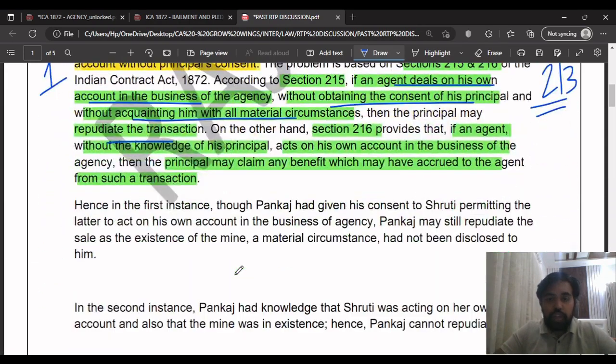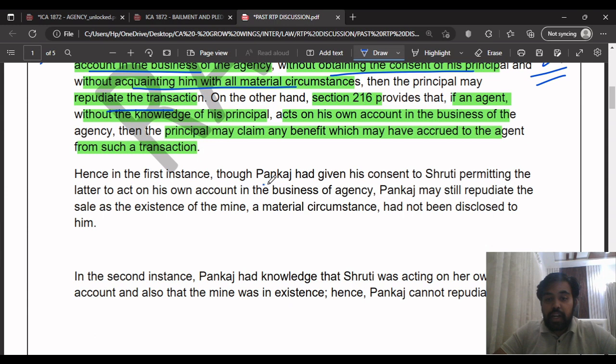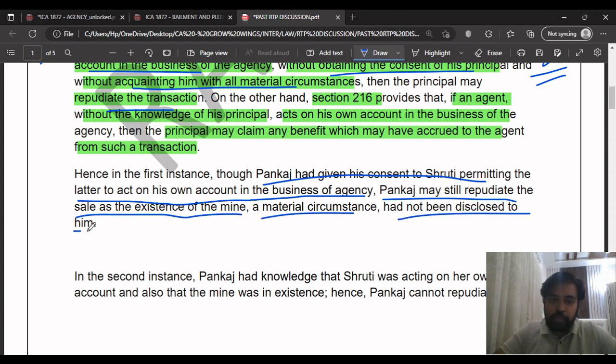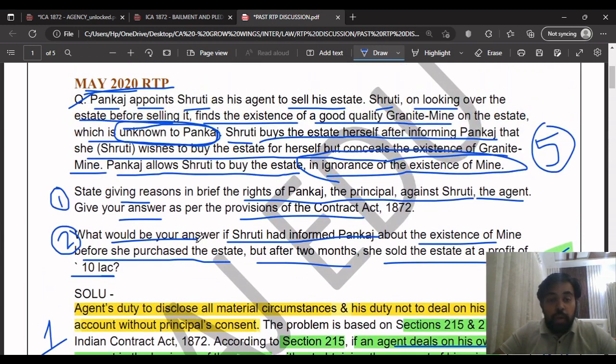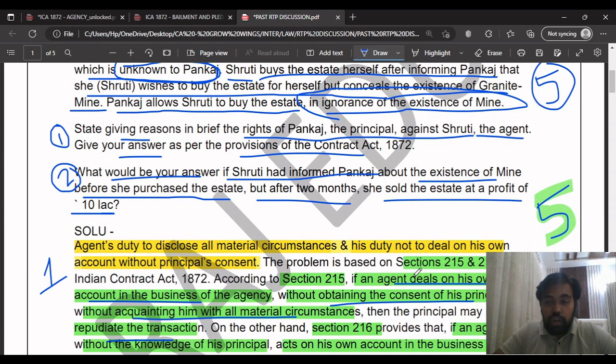For question one, what is the conclusion? The conclusion is that Pankaj had given his consent to Shruti, permitting her to act on her own account in the business of the agency. Pankaj may still repudiate the transaction of sale, as the existence of the material circumstance had not been disclosed to him. In this case, the principal had given the authority to the agent to act on his own account, so the agent has not gone beyond his authority by acting on his own account.